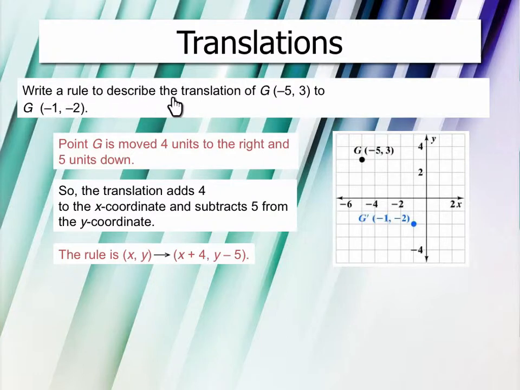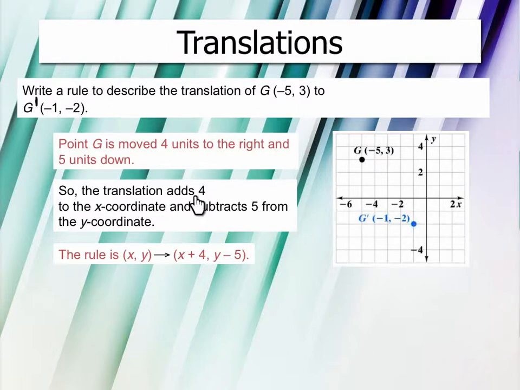Let's write a rule to describe the translation of G (negative 5, 3) to G prime, which is (negative 1, negative 2). And we're missing the prime on that, so let me write it in. Okay, so now let's see how we're doing this. Point G is moved 4 units to the right and 5 units down. Okay, that was probably given to us. So we moved G 4 units to the right, and then 5 units down. And we got this G prime.